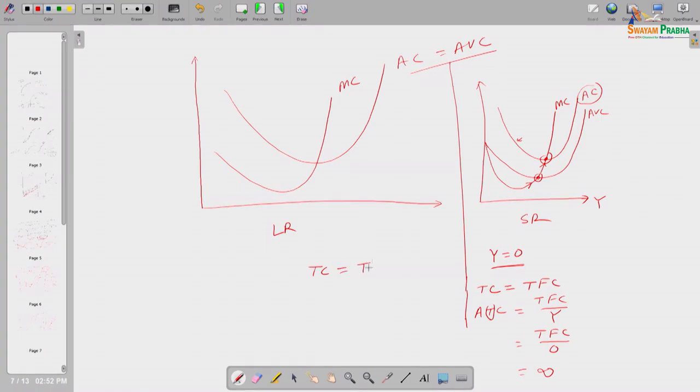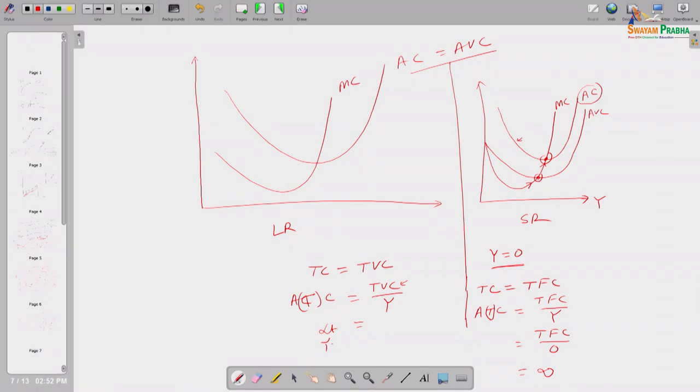No, because in the long run case, your total cost is basically total variable cost and there is no fixed cost. So average cost, or average total cost, whatever way we can write, is basically total variable cost by output. Now when your output is 0, that time your total variable cost is also 0. When you are producing output, you are not hiring any factor of production, because all the factors of production are variable. So, when your output is 0, that time your total variable cost is also 0.